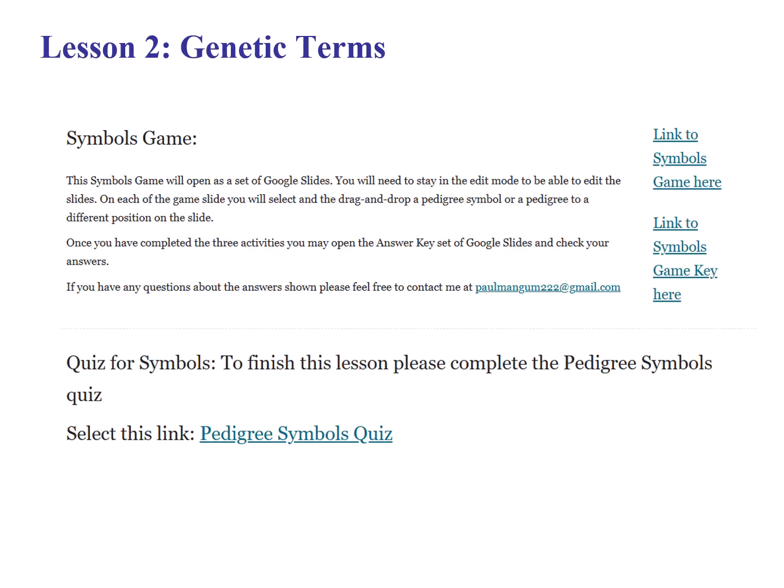On the website, there are two more activities to complete for this lesson: the genetics terms game and the genetics term quiz. After this lesson, we'll begin looking at different inheritance patterns that can be seen in pedigree analysis.